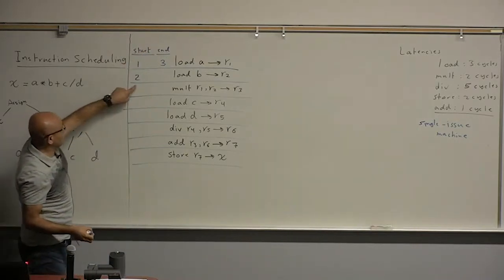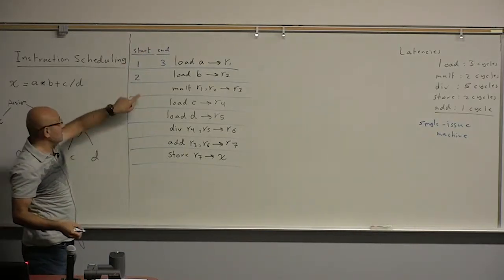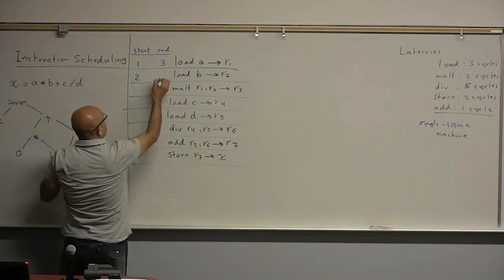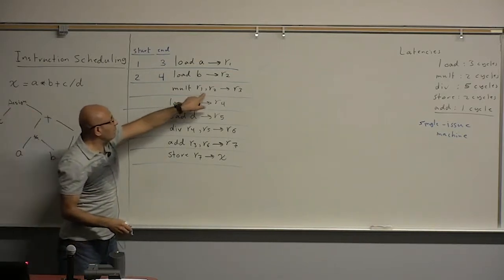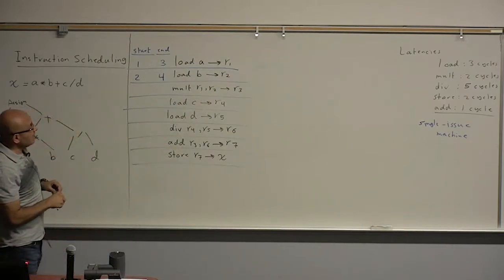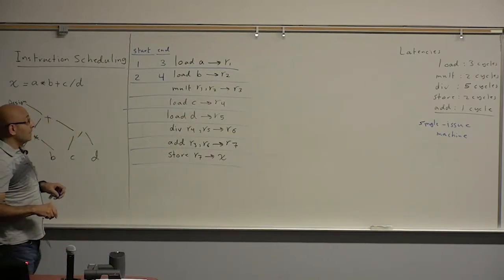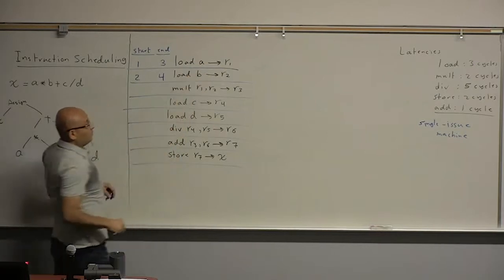So we can start it in cycle 2 because it's independent, and it's going to finish in cycle 4. Now this multiply, is it dependent or independent? Dependent. In fact, it depends on both.